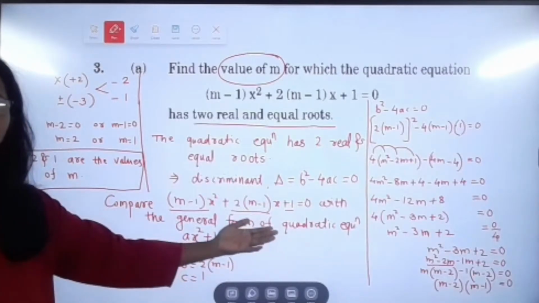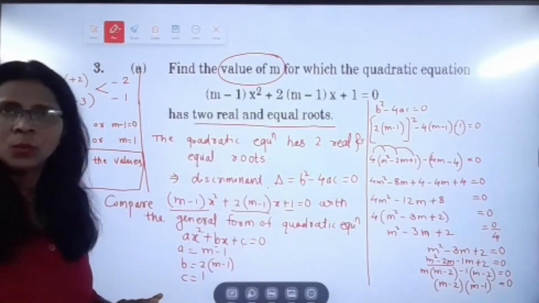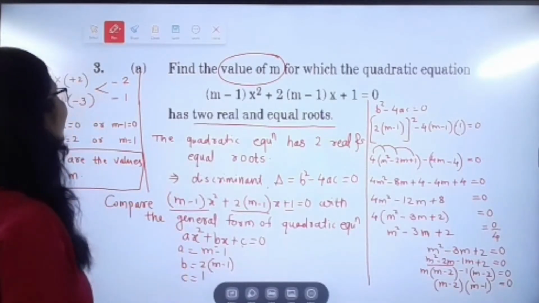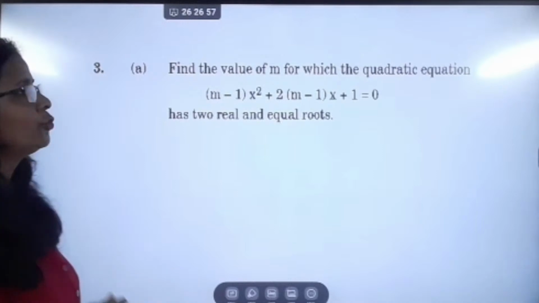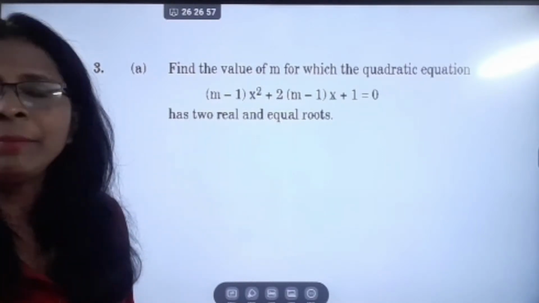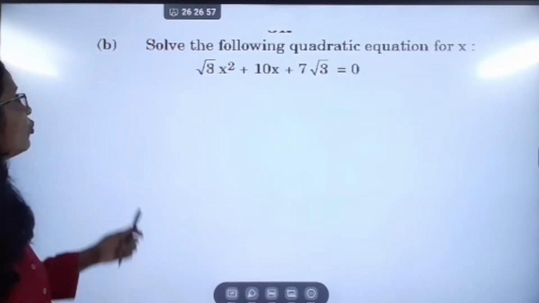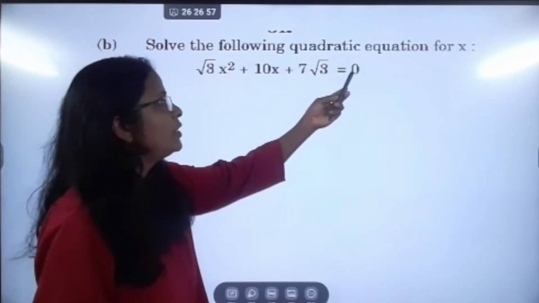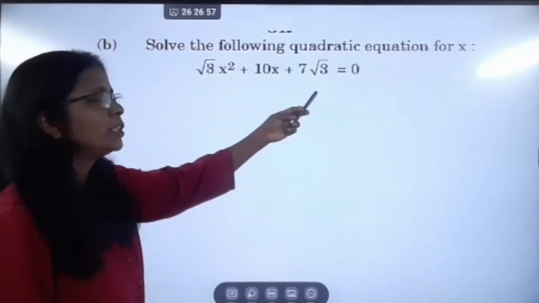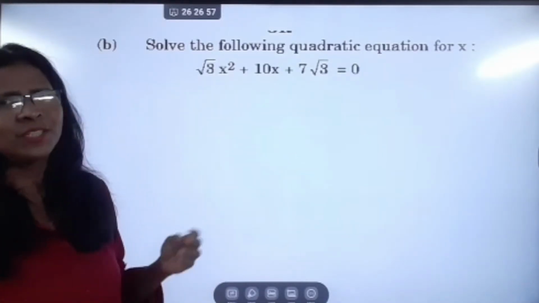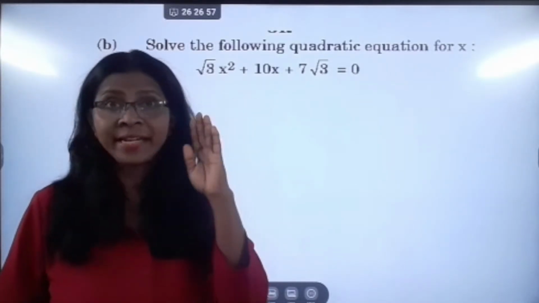Okay, so step by step we can solve this example. Okay students, so let us see the next example. I think this is the A question, and there is a B question, which is the optional question for this question 3A. So here solve the following quadratic equation for x: root 3 x square plus 10x plus 7 root 3 is equal to 0. Very easy students. Do not fear about the square root sign.